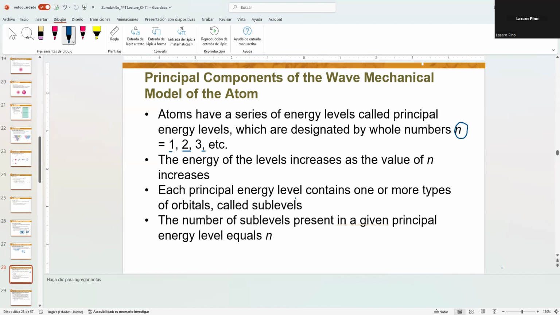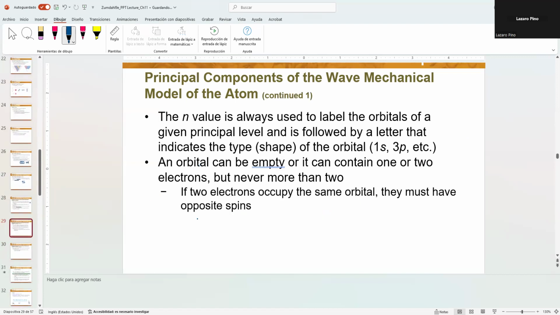Each principal energy level contains one or more types of orbitals that are called sublevels. The sublevels are represented by letters. So the n value is always used to label the orbitals of a given principal level and is followed by a letter that indicates the type or shape of the orbital, for example 1s, 3p, and so on. An orbital can be empty, or it can contain one or two electrons, but never more than two. If two electrons occupy the same orbital, they must have opposite spins. One this way, the other this way.